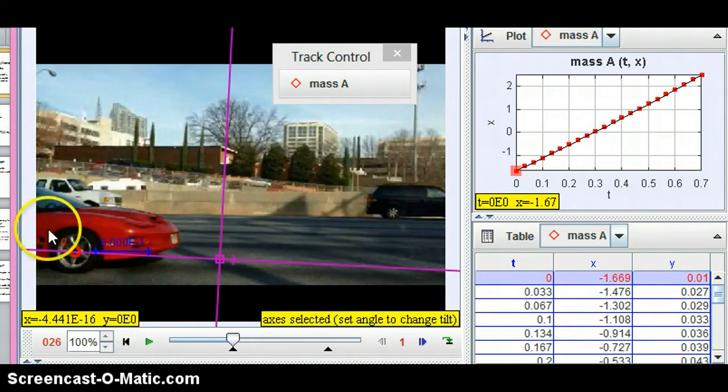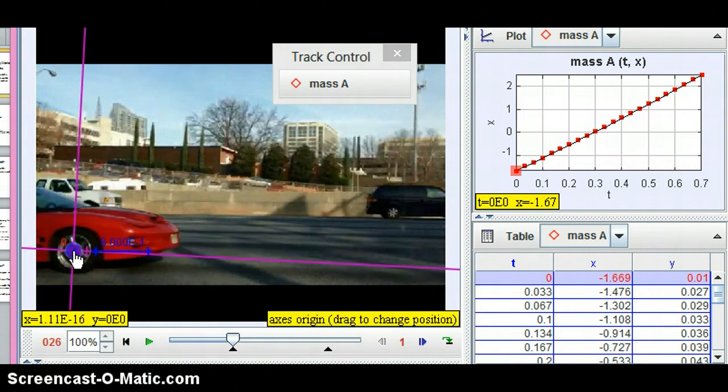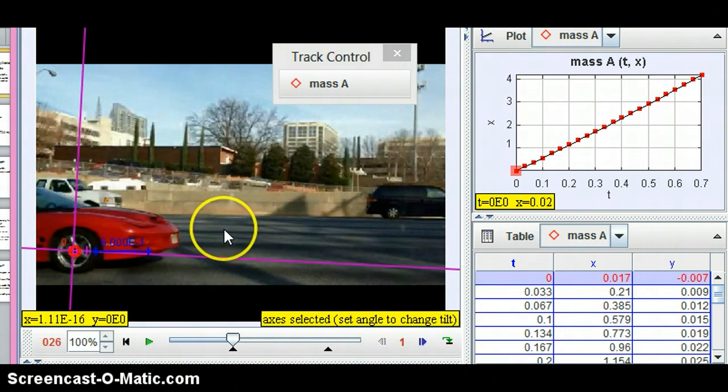So as soon as the car tire comes into the picture, I set the origin to be in the center of the tire, right here. So at the first frame, the tire is in view, begins at the origin, and I set the positive x direction to be to the right because it is in the direction of the motion of the car.